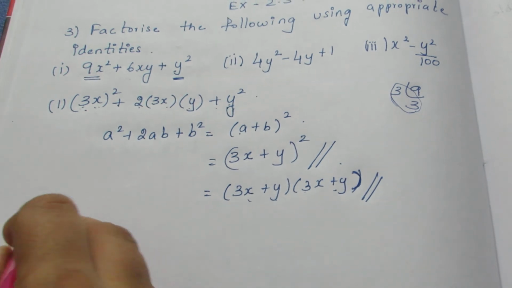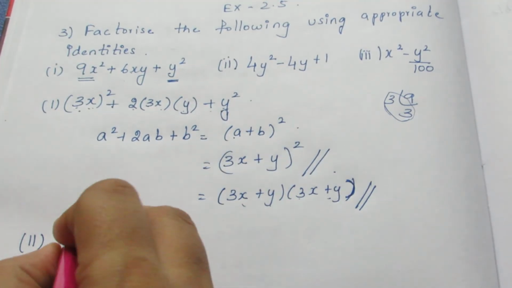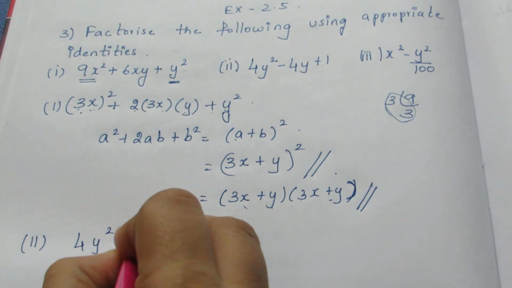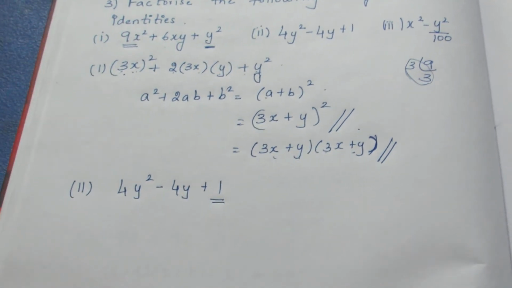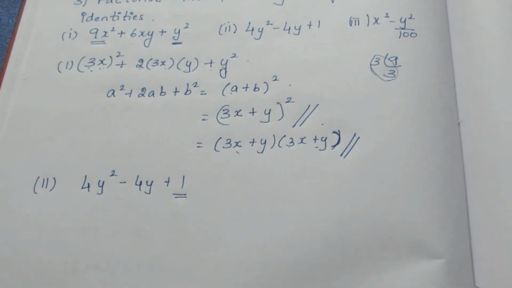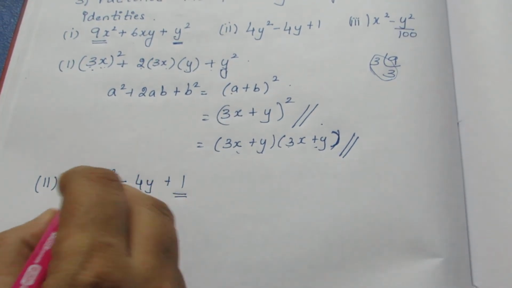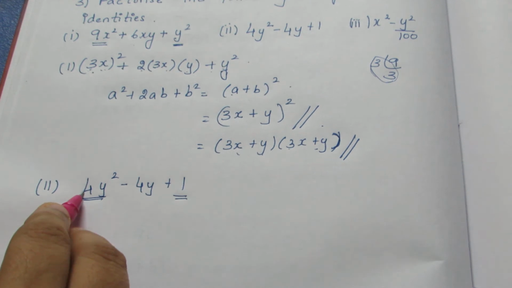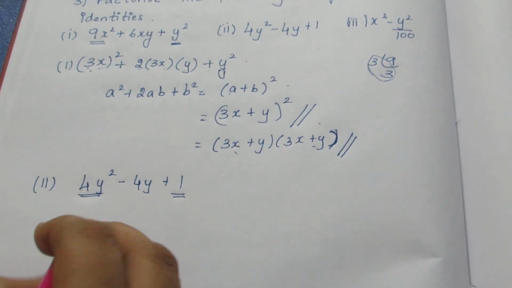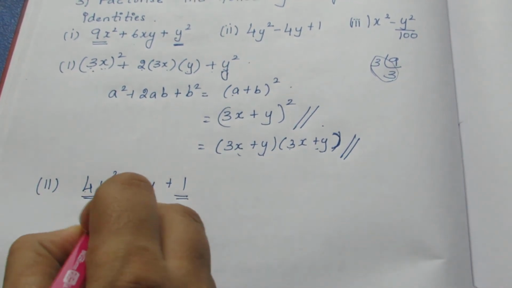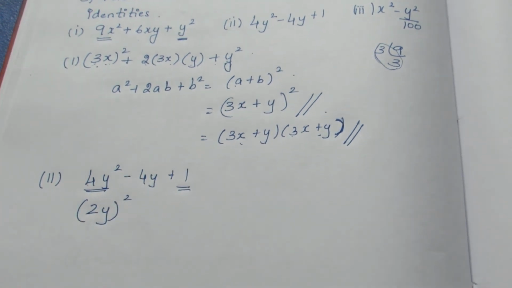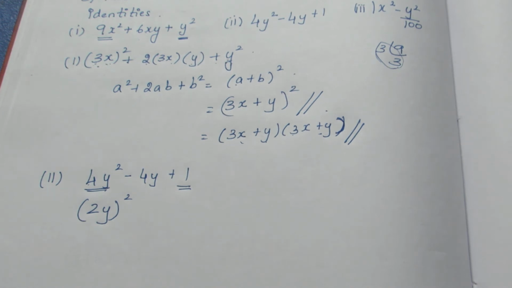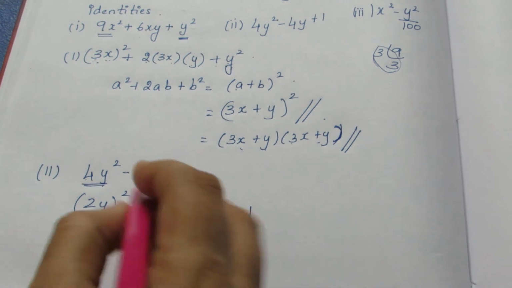In the second one, it is given that 4y square minus 4y plus 1. We know this is a square number because instead of 1, we can write that to be 1 square. Here is also a square number because 4 we have a square of 2, 2 square is 4. So I am going to write this number to be 2y the whole square. As I told before, if there are more than one element, we need to write it in whole power form. So I am writing this to be 2y the whole square. Here it is minus 4y plus 1.